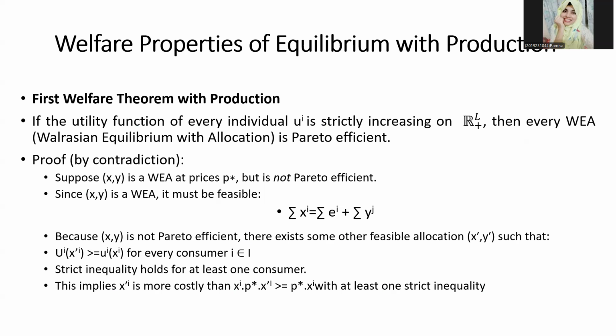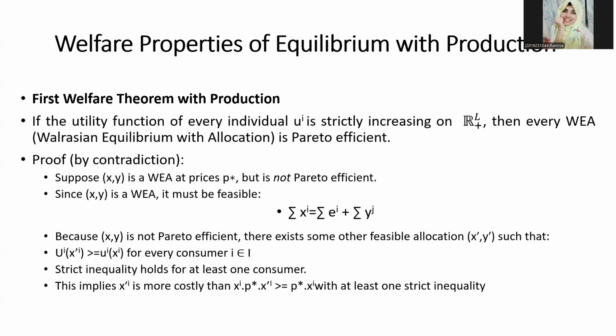Next, the first welfare theorem with production. The theorem extends to economies with production: if every consumer's utility function is strictly increasing, every equilibrium allocation is Pareto efficient. This means markets with production, where firms create goods, still achieve efficiency when competitive.